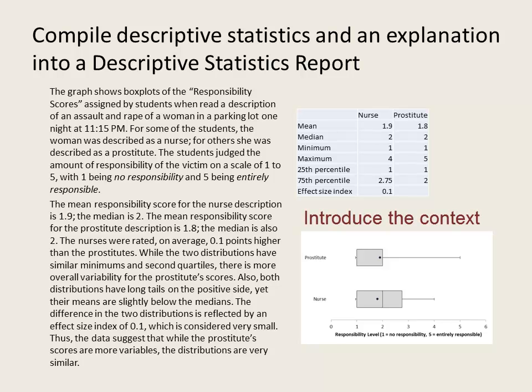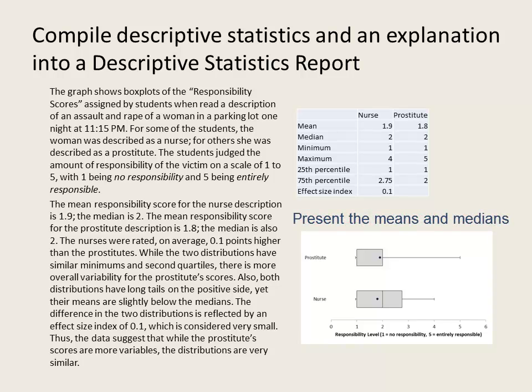The graph shows box plots of the responsibility scores assigned by students when read a description of an assault and rape of a woman in a parking lot one night at 11:15 p.m. For some of the students, the woman was described as a nurse. For others, she was described as a prostitute. The students judged the amount of responsibility of the victim on a scale of 1 to 5, with 1 being no responsibility and 5 being entirely responsible.